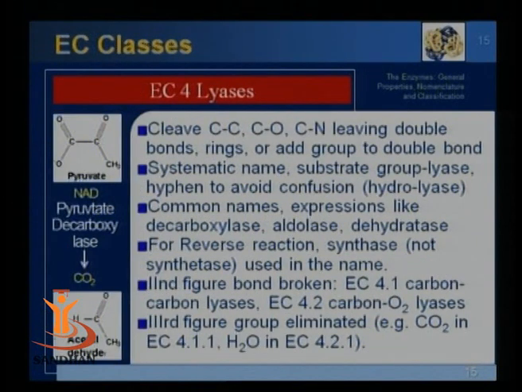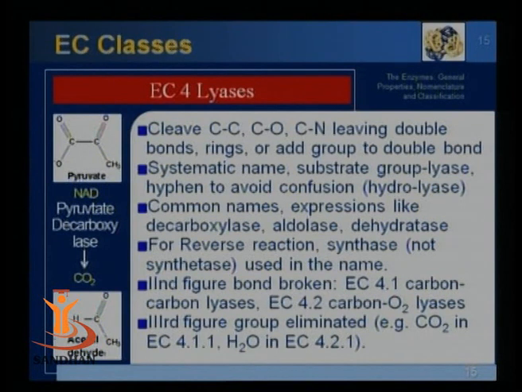The fourth class of enzymes are all lyases, which are able to cleave C-C bond, C-O bond and carbon-nitrogen bond. But interestingly, they are different from the previous class in a way that they leave behind a double bond structure, or maybe they leave behind a ring, or maybe they add a group to a place where the double bond exists. So in a way, one way or the other, a double bond is involved in the reaction catalyzed by these enzymes. A systematic name given to this class of enzyme is substrate group lyase, beginning with the name of the substrate, followed by the name of the group, and finally the term lyase.